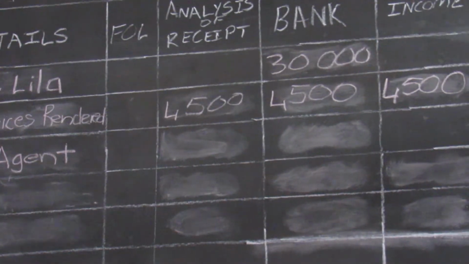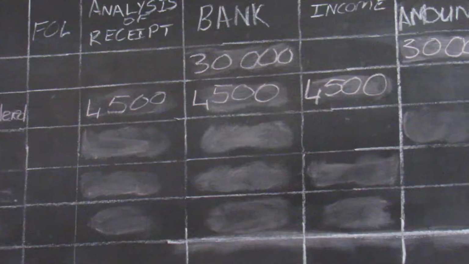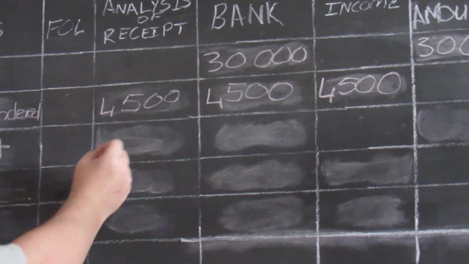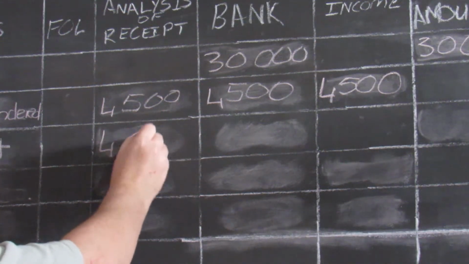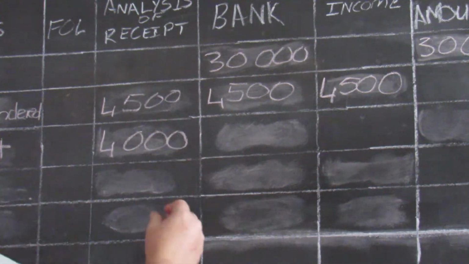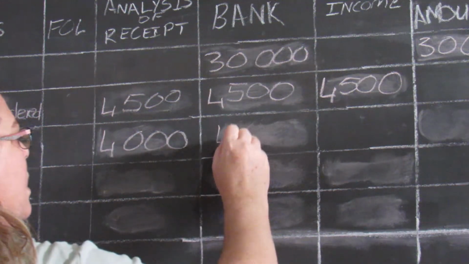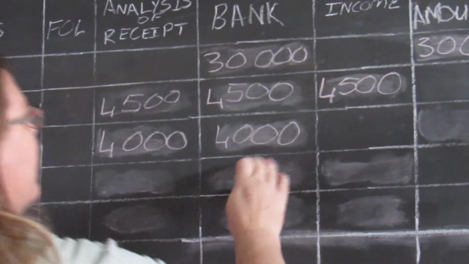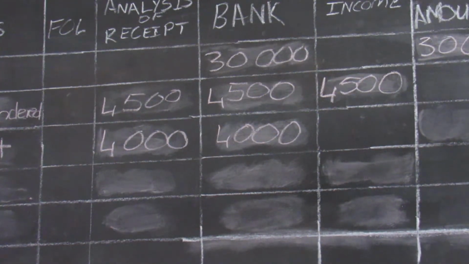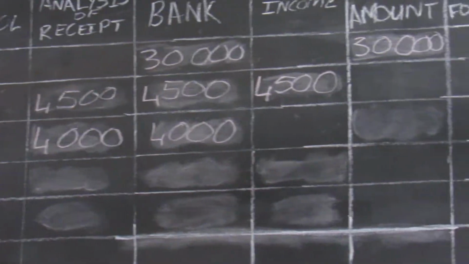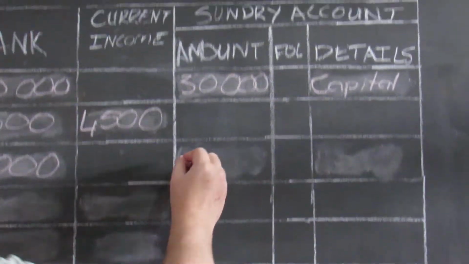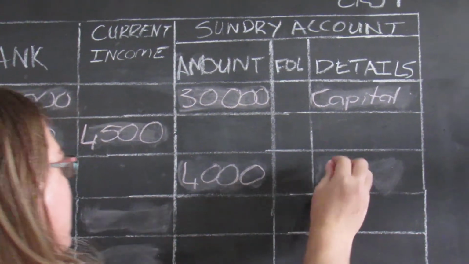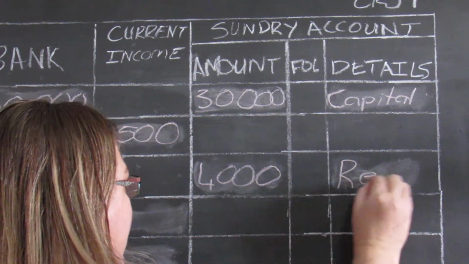Now this was for rent, but it wasn't deposited directly into the bank. It was actually given to us in cash. So you will put this in the analysis of receipt as 4,000 Rand. And you will also put it into bank because the money has to be kept in the bank. You can't have the cash lying around. Now it wasn't current income because we didn't give this person a service, but it will go into the sundries account as 4,000 Rand. And why did we receive this money? We received it for rent.